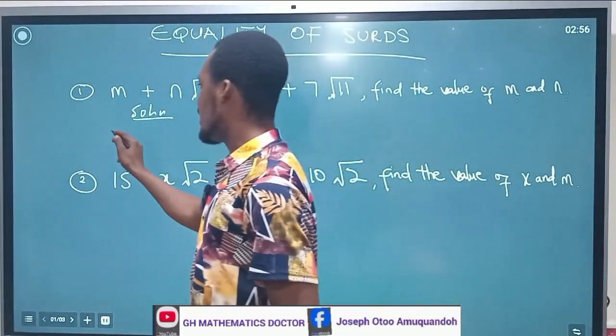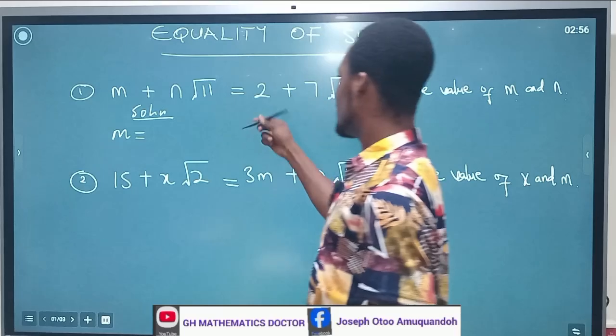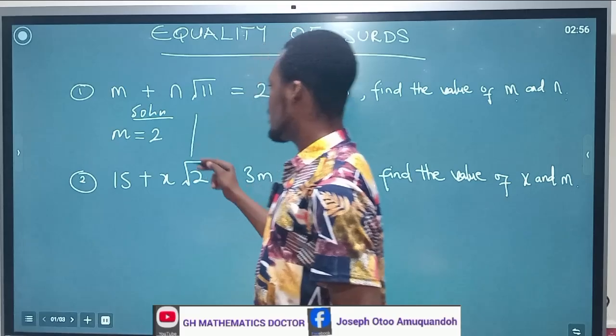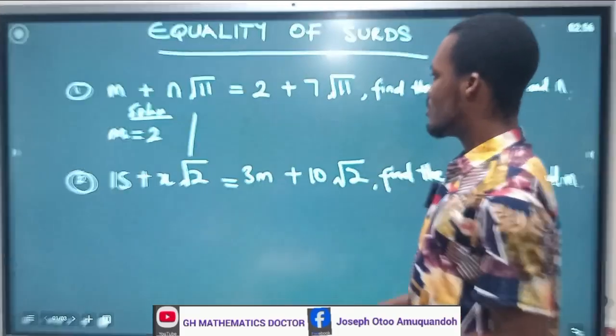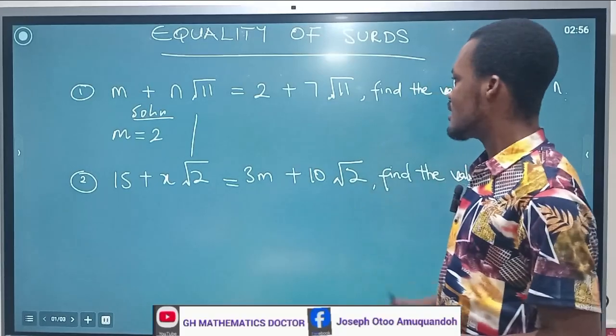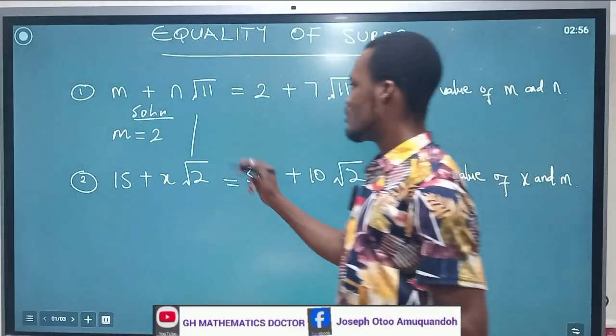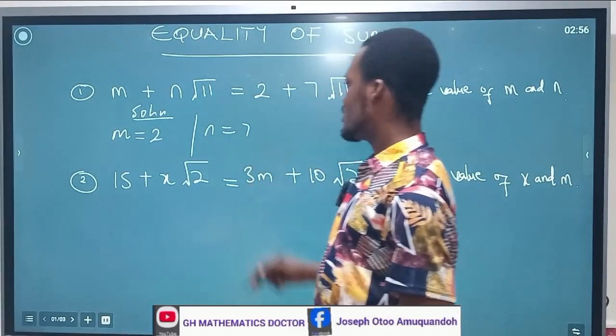So over here, m is equal to the corresponding side at the left hand side, which will be 2, and that is it. And n also has root 11 at the right hand side, root 11. So since the roots are the same, you equate the coefficients. So you can also say n is equal to 7.